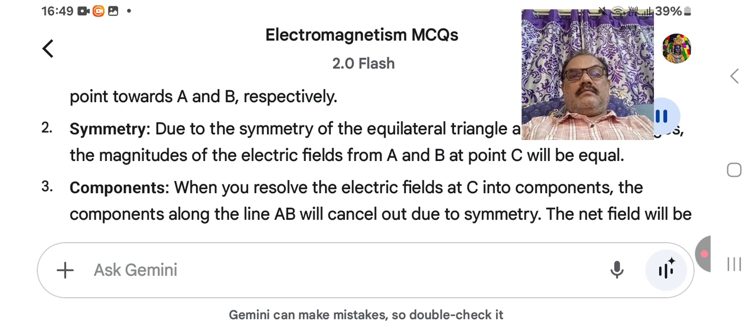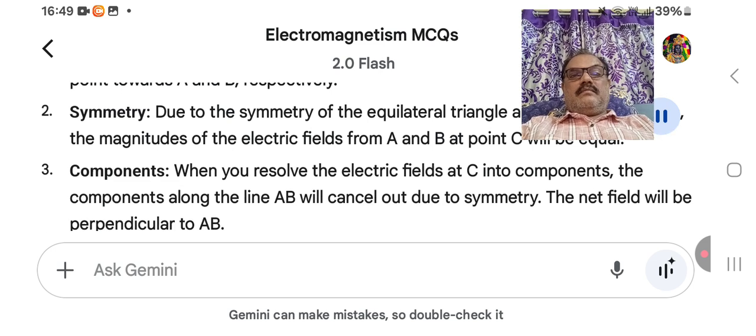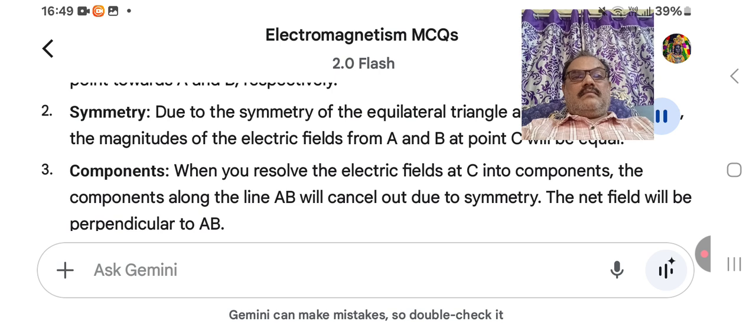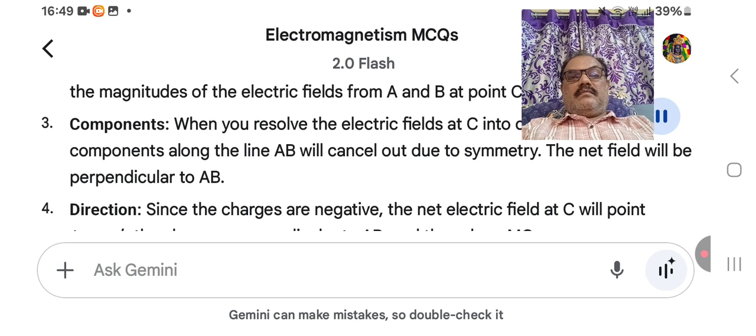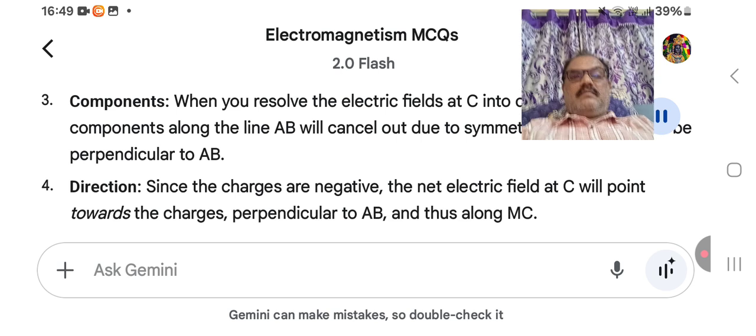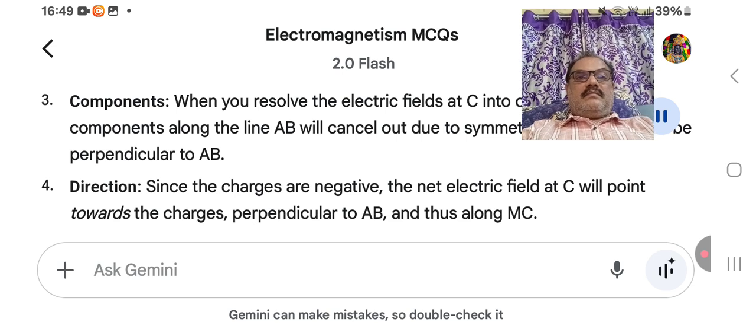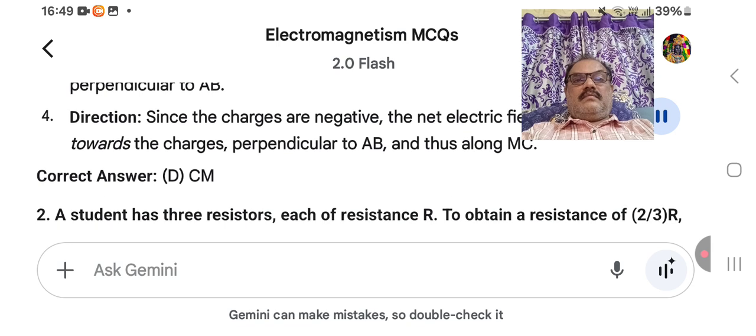3. Components. When you resolve the electric fields at C into components, the components along the line AB will cancel out due to symmetry. The net field will be perpendicular to AB. 4. Direction. Since the charges are negative, the net electric field at C will point towards the charges, perpendicular to AB and thus along MC. Correct answer D. CM.